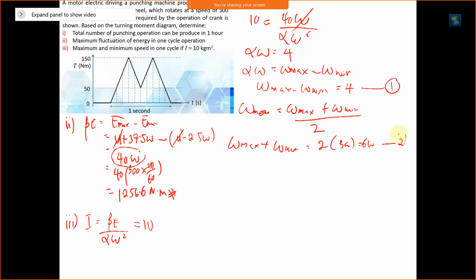So this is equation number 2. From here we have two equations with two unknowns, and we can get the values of omega maximum and omega minimum. So from here omega maximum should be 302 rpm and omega minimum must be 298 rpm. So sorry, this is our answer. Okay, clear? Any questions? None?